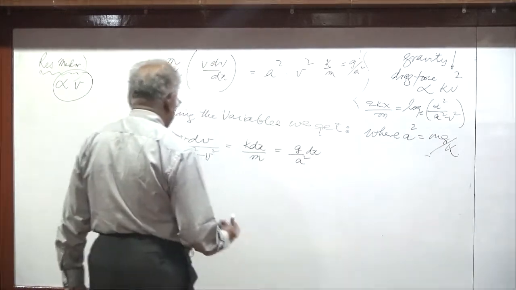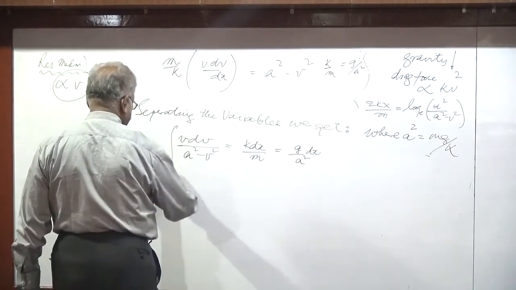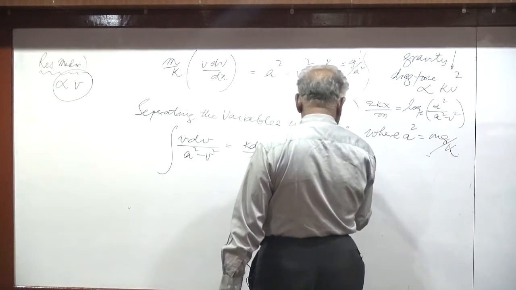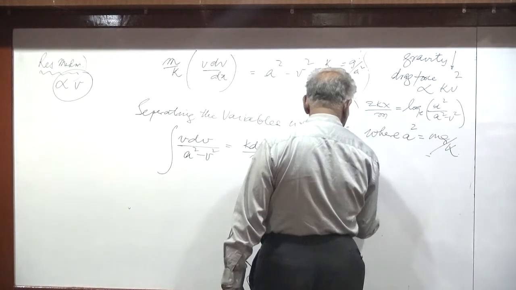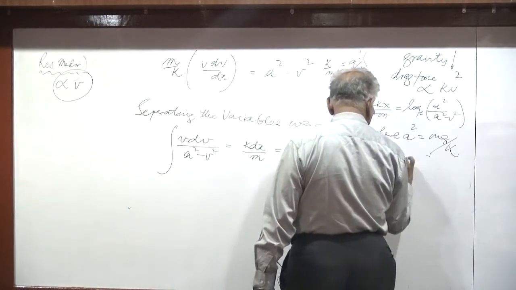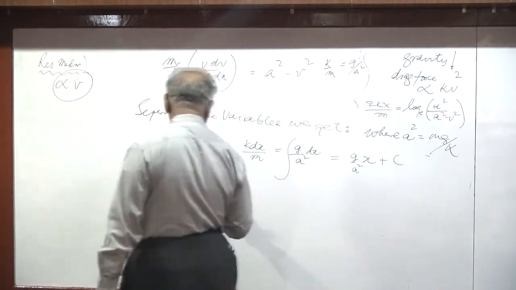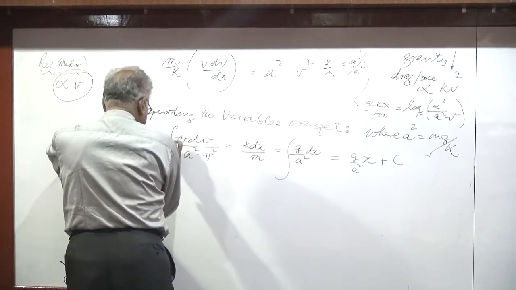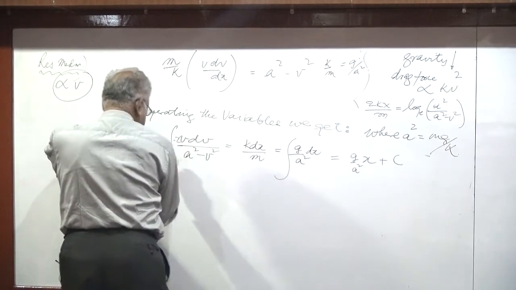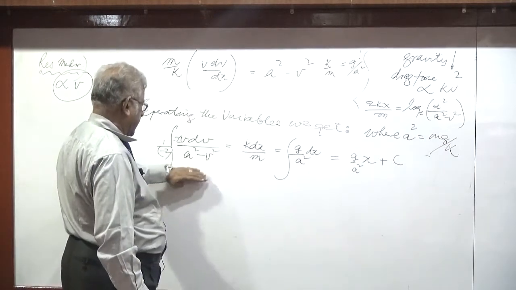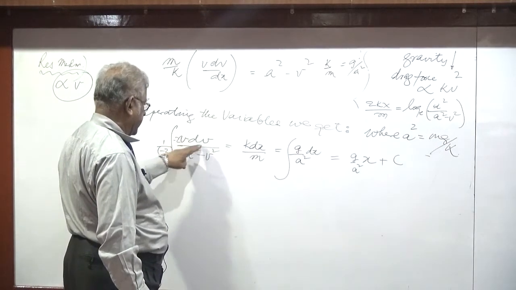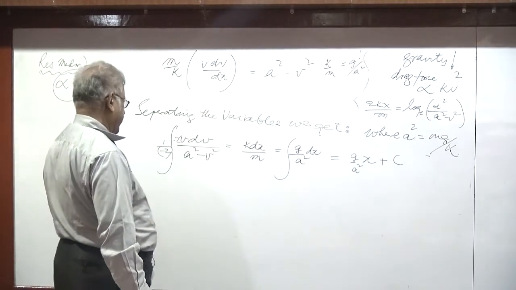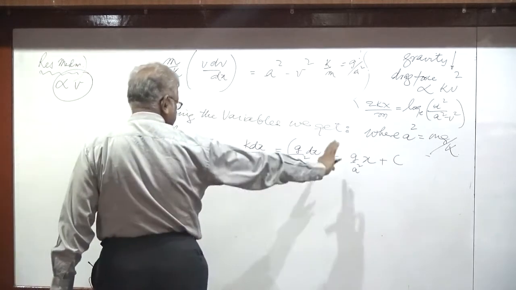That's fine. Now we integrate both sides. So put an integration sign here and here. And this is equal to g over a square x plus a constant. And this integral we have to do, what we do is we put a minus 2 here and 1 over minus 2 here, because a square minus v square has a derivative of minus 2v dv. The differential of a square minus v square is this much, minus 2v dv. So in other words, the right hand side is very cool.